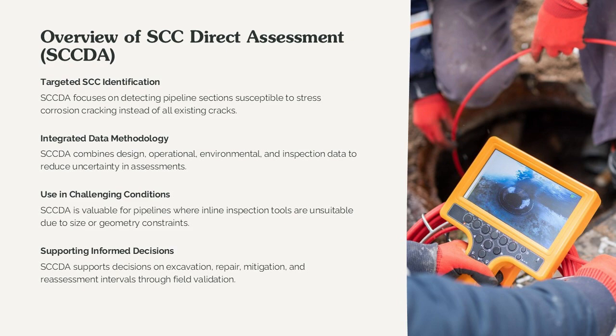SCCDA is particularly valuable for pipelines where inline inspection tools are not feasible due to diameter, geometry, or operational constraints. It is also used to complement ILI by providing contextual information about SCC drivers and confirming inspection findings through field validation. The ultimate goal of SCCDA is to enable informed decision-making regarding excavation, repair, mitigation, and reassessment intervals.